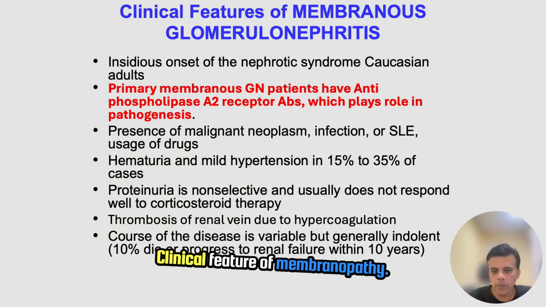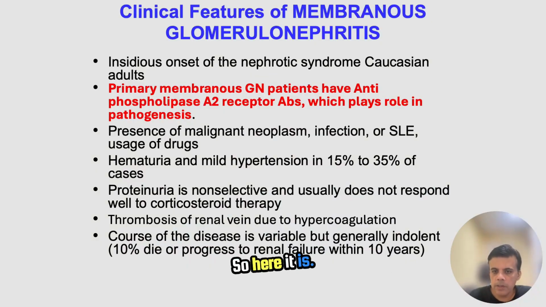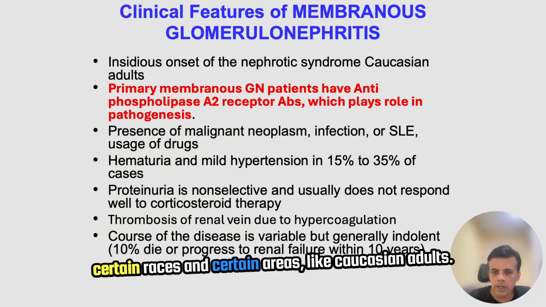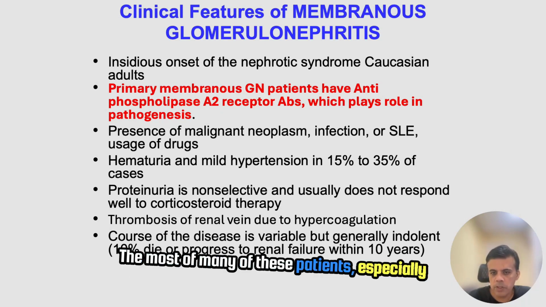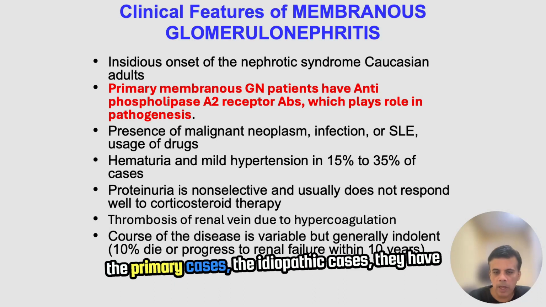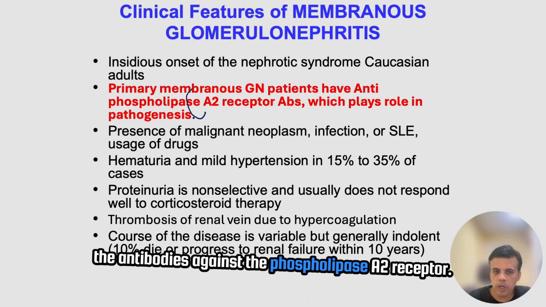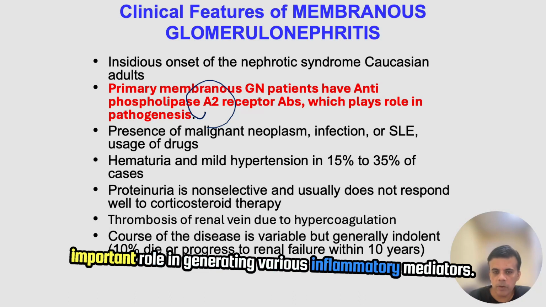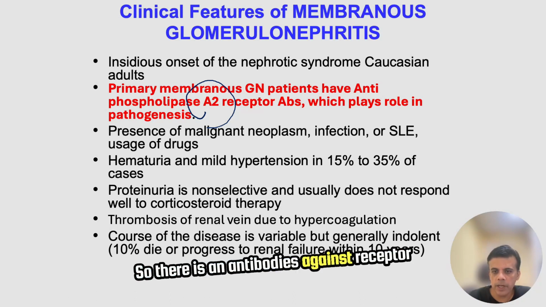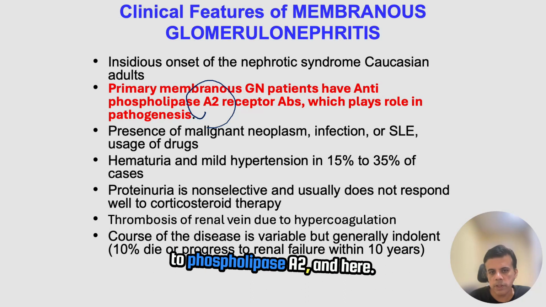Clinical features of membranous nephropathy. As I told you, it is seen in certain races and areas, like Caucasian adults, where it is very common. Many of these patients, especially the primary idiopathic cases, have antibodies against the phospholipase A2 receptor. Phospholipase A2 is an enzyme that plays an important role in generating various inflammatory mediators.